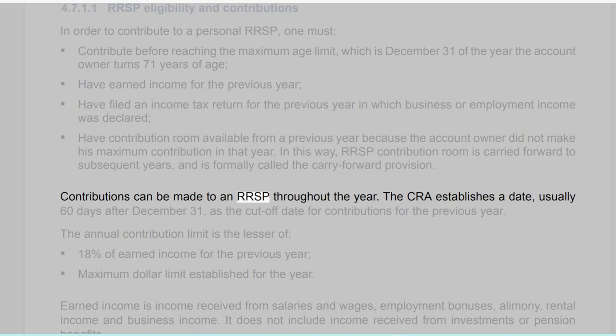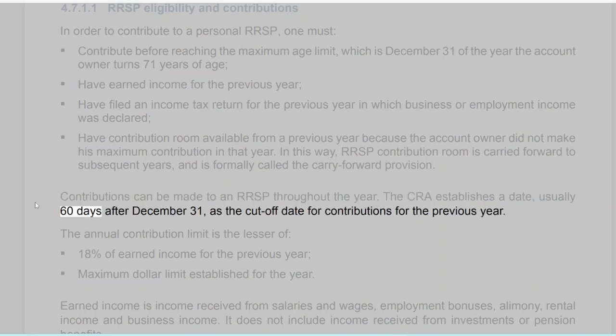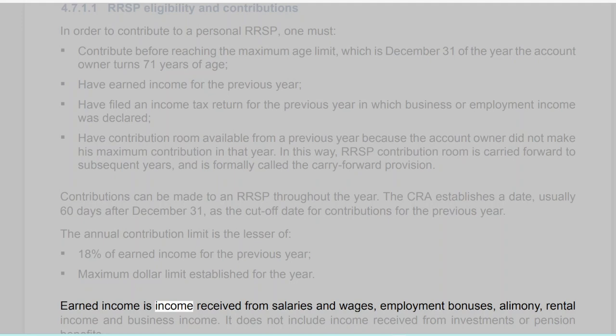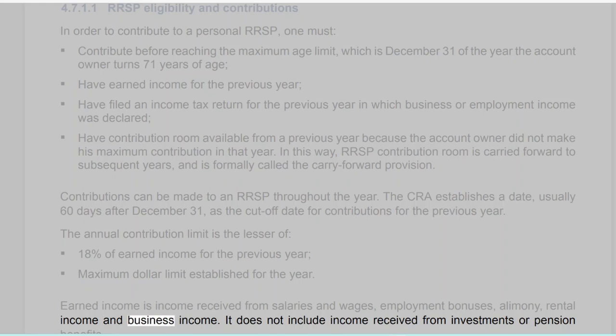Contributions can be made to an RRSP throughout the year. The CRA establishes a date, usually 60 days after December 31st, as the cutoff date for contributions for the previous year. The annual contribution limit is the lesser of 18% of earned income for the previous year, or the maximum dollar limit established for the year. Earned income is income received from salaries and wages, employment bonuses, alimony, rental income, and business income. It does not include income received from investments or pension benefits.